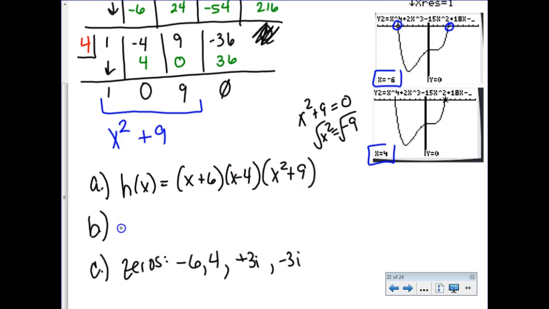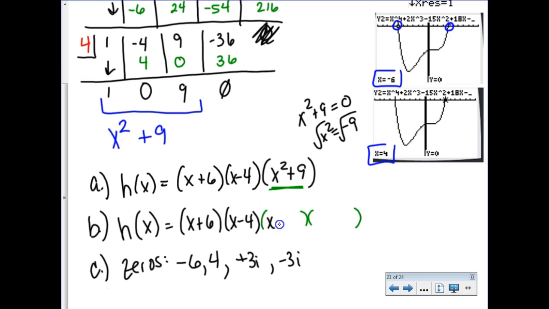You guys want to go backwards now with me though and write them as linear factors. So this first part was already fine. X plus 6 and x minus 4, those were linear factors. But can you help me, now that you know what the solutions are, rewrite this quadratic in factored form? What would that look like? X minus 3i, and then instead of x minus -3i, most of you would write x plus 3i. Oh boy, fun times.